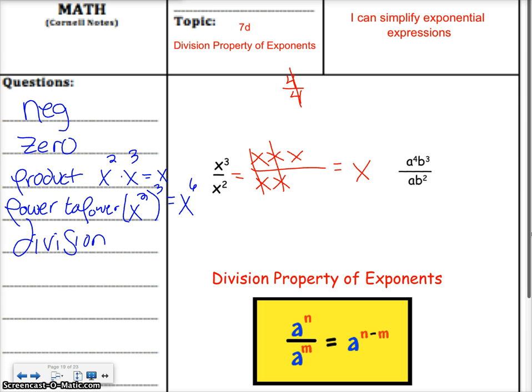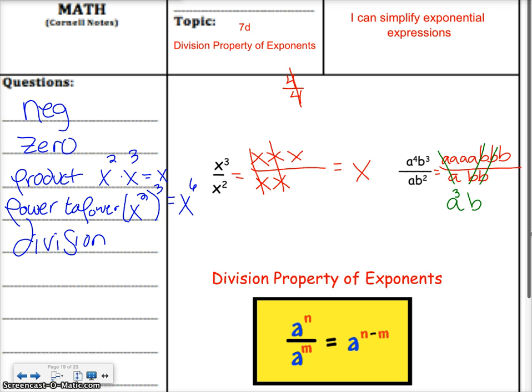a to the 4th b cubed over ab squared. That means I'd have 4 a's, 1, 2, 3, and 4, and 3 b's, 1, 2, 3, all over an a and 2 b's. And you can cross off what's shared. 1 a would be crossed off, and 2 b's would be crossed off. I would be left with a cubed b.